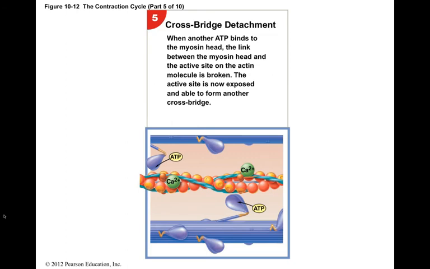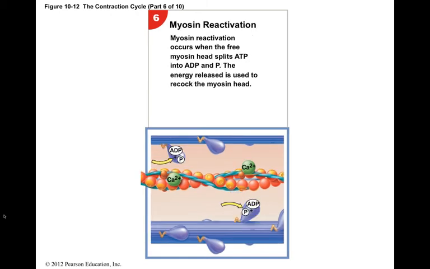After the power stroke, another ATP is now able to bind to the myosin head. When this ATP binds to the myosin head, the link between the myosin head and the active site on the actin molecule is broken. The active site is now exposed and able to form another cross bridge. Myosin can be reactivated when the free myosin head splits ATP into ADP and inorganic phosphate. The energy released from this hydrolysis is used to recock the myosin head.